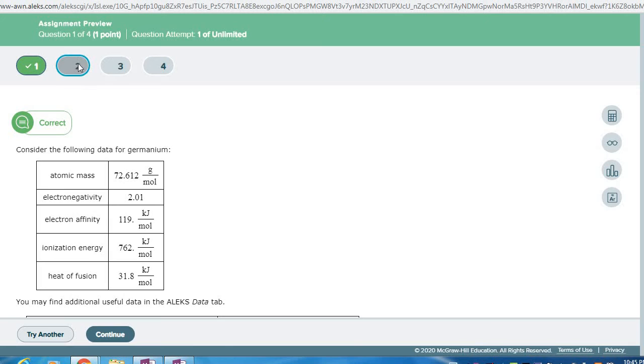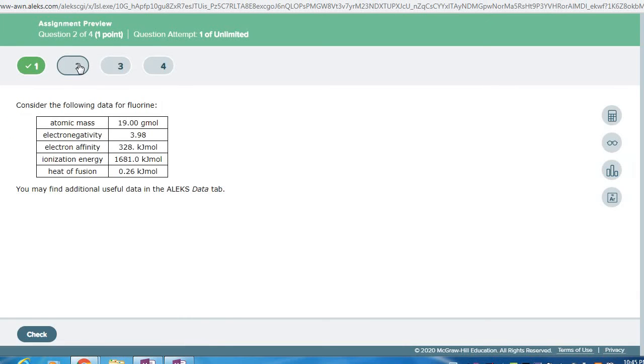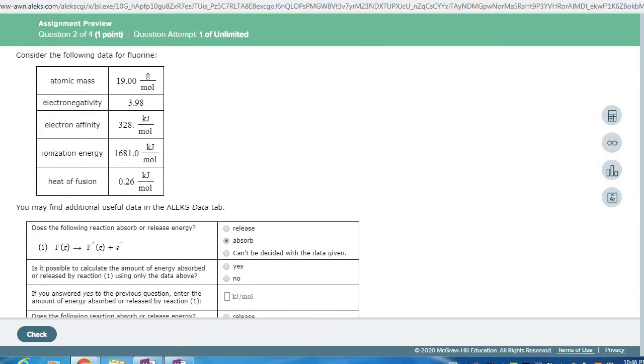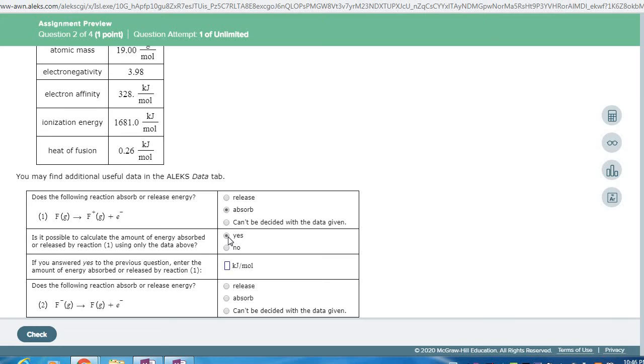Let's tackle some more. We have to see when those reactions are flipped around. In this case, we're talking about fluorine. Let's look at that first reaction right here. That's fluorine, the neutral. Find out what's happening to the neutral. We're pulling off an electron. When we pull off an electron, that's ionization, and that takes energy, so that's going to absorb. Can we calculate how much? Yes, we can. That's the ionization energy of 1681.0.